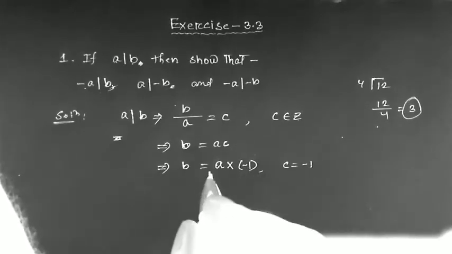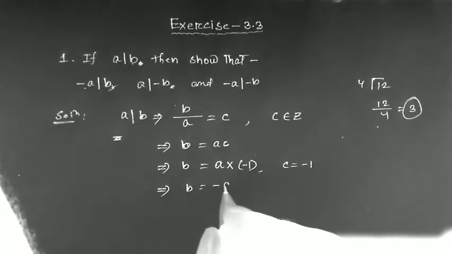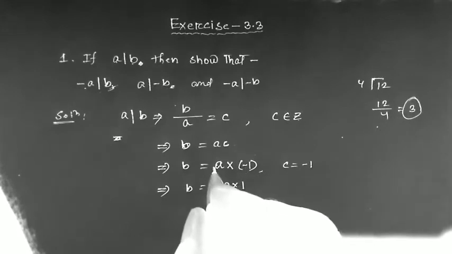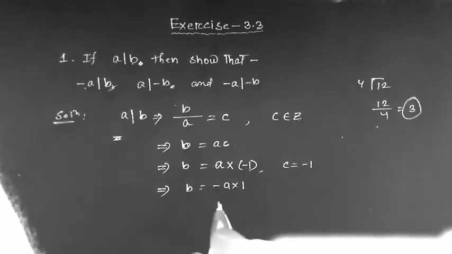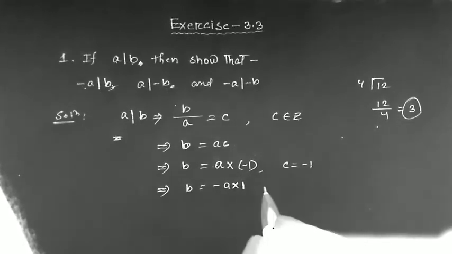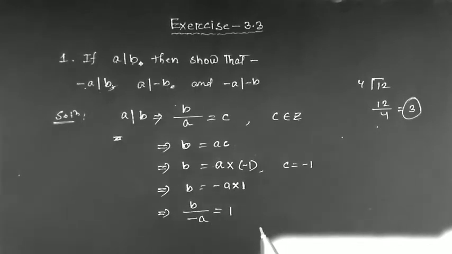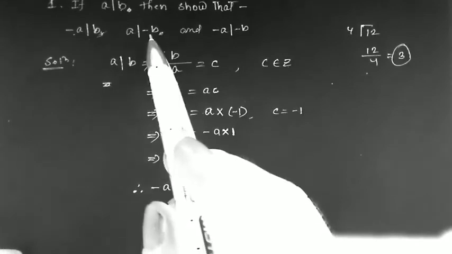So we can write b is equal to minus a into 1. This minus is given in front of a only. From this you see, if we keep 1 on this side and carry minus a to the other side, then minus a will divide b, that means b by minus a is equal to 1. Therefore it is proved, minus a divides b. One is proved, the first one. Very easy.